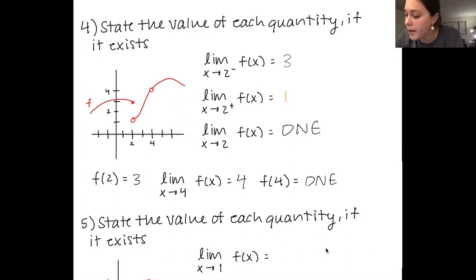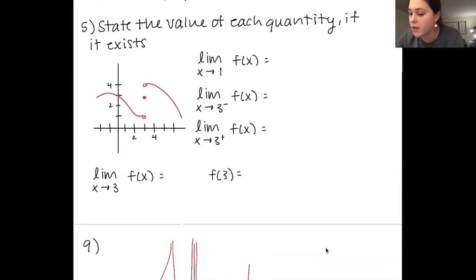Okay, moving on to number 5. State the value of each quantity if it exists. Like with the previous question, number 4, it also asks us to explain if it does not. So the limit as x tends to 1. You've heard me mention how the function value and the limits are closely related. More often than not, in natural functions, the limit is the function value.